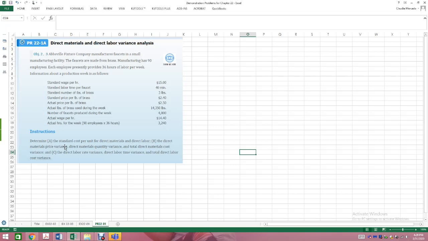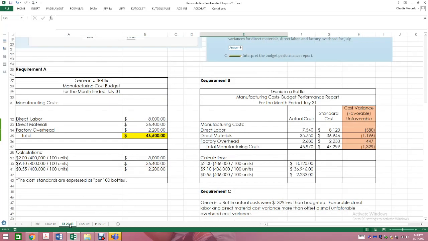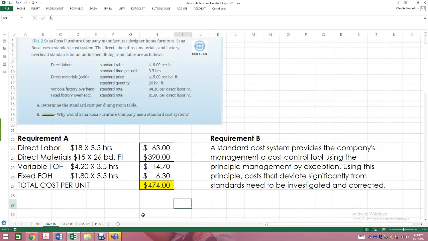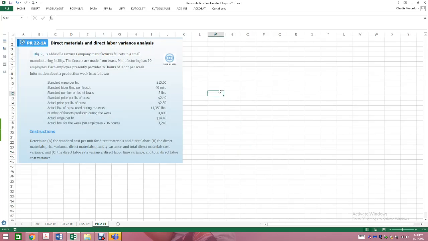They're asking us to determine A, the standard cost per unit for direct materials and direct labor; B, the direct materials price variance, direct materials quantity variance, and the total direct material cost variance; and C, the direct labor rate variance, the direct labor time variance, and the total direct labor cost variance. I am going to run through this a little bit faster because we have been exposed to these calculations previously, so we should be a little bit more familiar with it. Okay, so let's set this up. I'll start here.